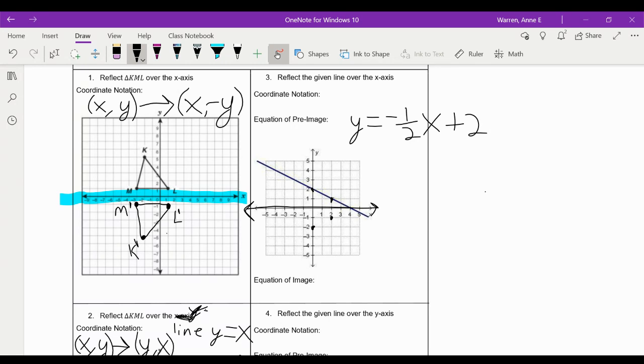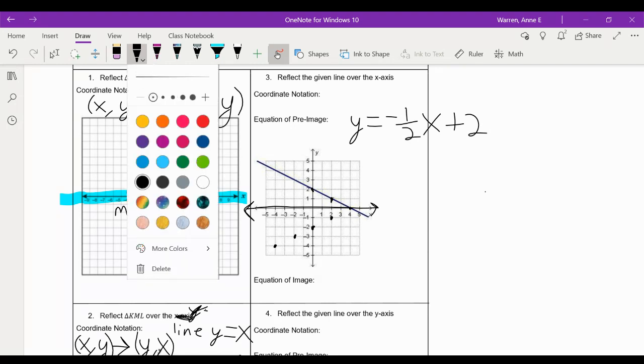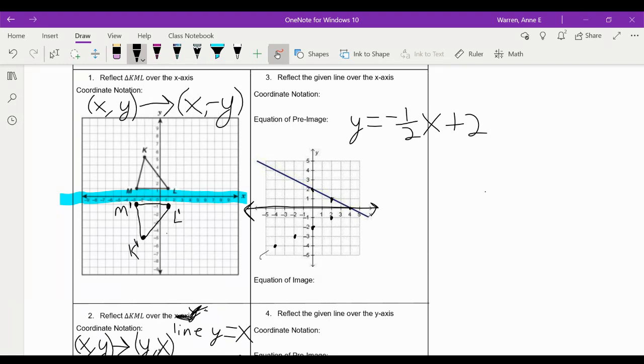on this line. So there's one, there's one, there's one. Okay, and then I'm going to go ahead and connect them all. So there is my image.